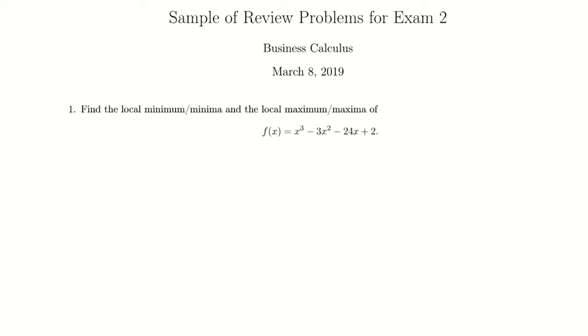So our first step is to take the derivative and then set the derivative equal to 0. So the derivative of this function is f prime of x equals 3x squared minus 6x minus 24. Setting that equal to 0.